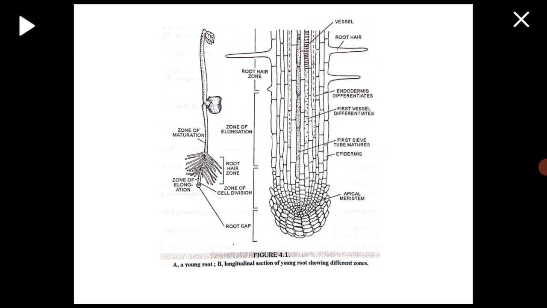Function of this region is to provide mechanical support to the aerial part of the plant. Lateral roots arise endogenously from the interior of this zone. Next, that is the function of the root.